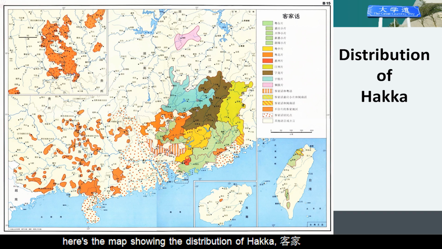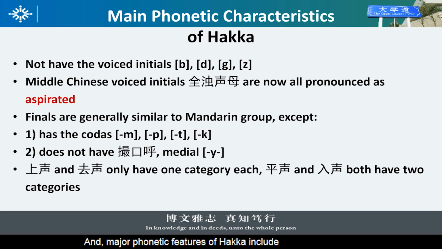Oh, here's the map showing the distribution of Hakka, 客家. And major phonetic features of Hakka include it does not have the voiced initial, and the Middle Chinese voiced initial 全浊声母 are now all pronounced as aspirated. And the finals are generally similar to the Mandarin group, which is very interesting, except that it has the coda of and 不的个, remains the entering tones similar to Min and Yue. And it does not have 缩口呼, there's no yu, medial yu. While 上声 and 去声 only have one category each, 平声 and 入声 both have 2. The tonal differentiation is different from Min or Yue dialect.